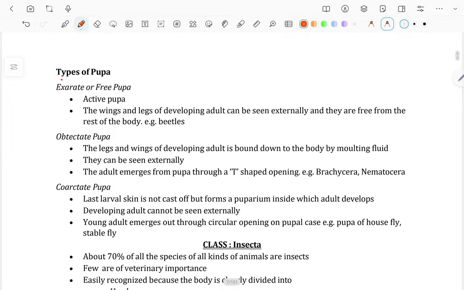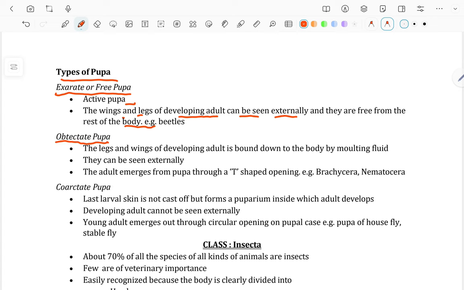Types of pupa. Exarate or free pupa, an active pupa. The wings and legs of the developing adult can be seen externally and they are free from the rest of the body. Example, beetles.